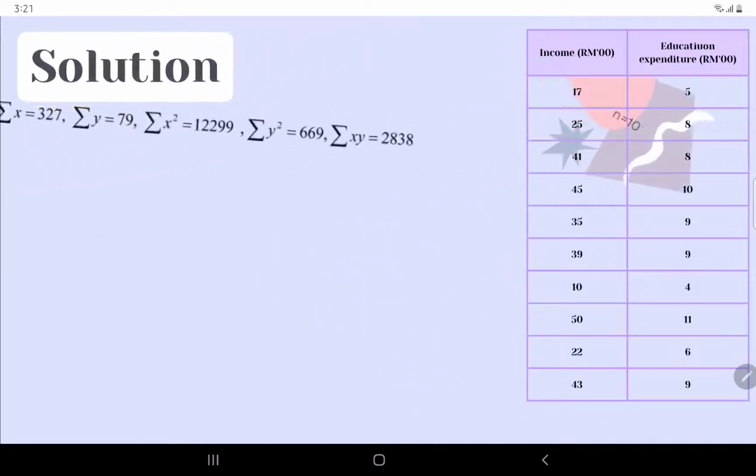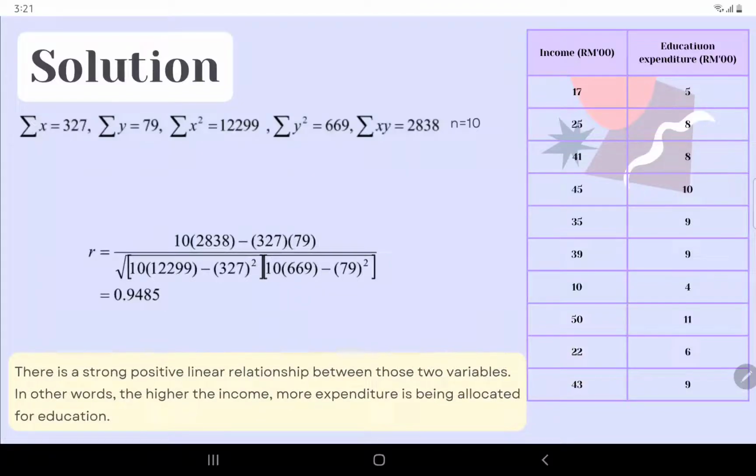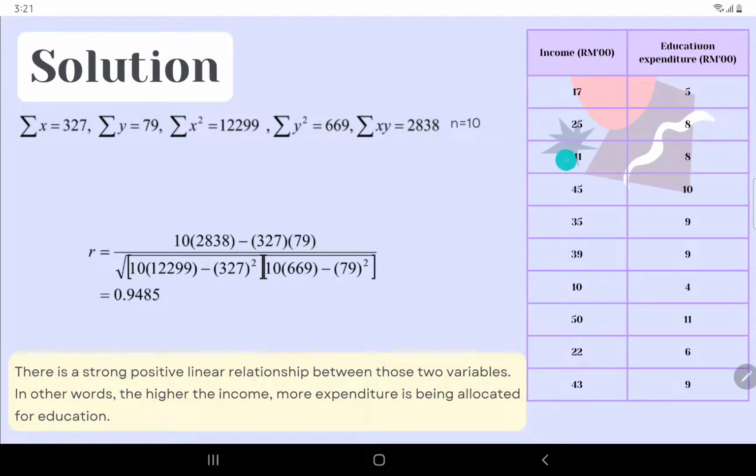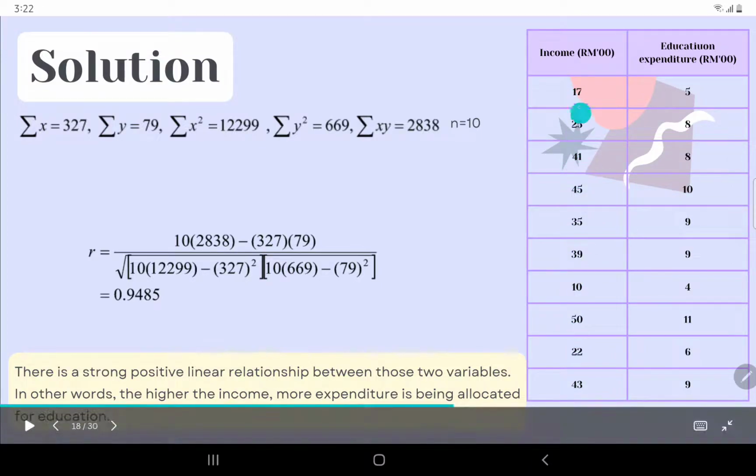Okay, this is the solution. Okay, using the formula as before, yang tadi yang saya tunjuk. Okay, so we know that the income is our x, which is the independent variable, and this is our y, which is the dependent variable. So in this formula, we have to search for total of x, so meaning that we total up this column.